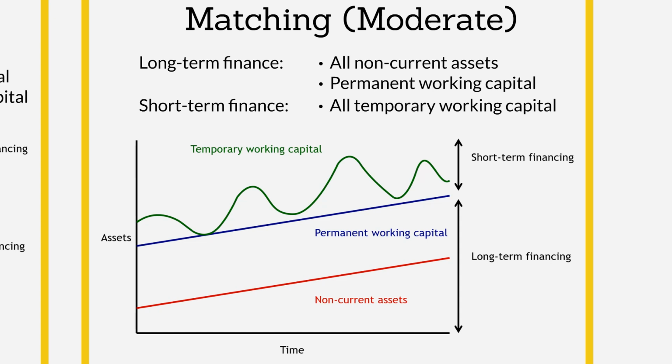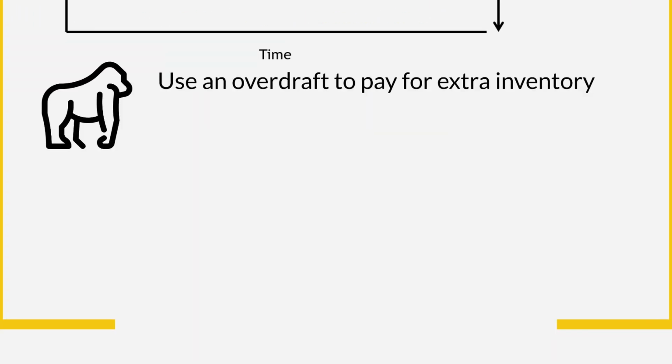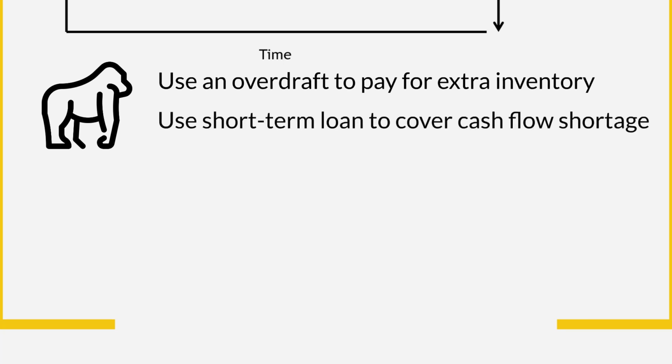So how would Gorilla Limited use the matching approach? Well, in order to finance the extra inventory that it has to purchase as a result of its business with Wolf Accounting, it could use an overdraft facility. Alternatively, it could use a short-term loan to cover any cash flow shortages while they wait for payment. Again, these are temporary increases in working capital requirements, temporary changes in it, which require short-term finance.